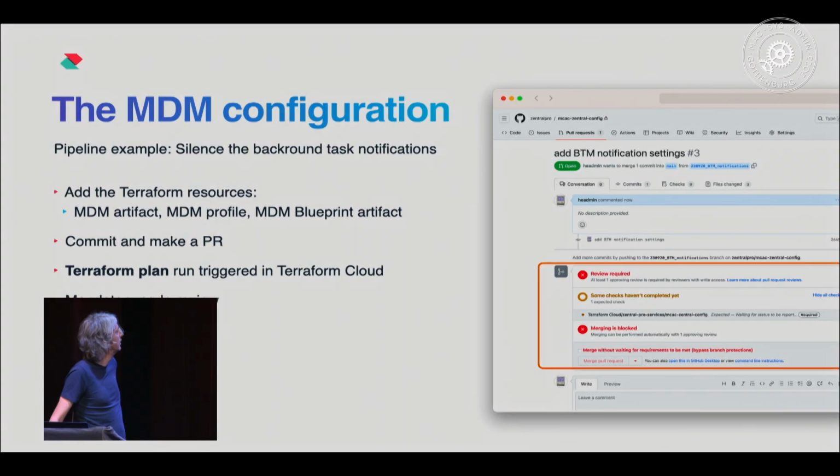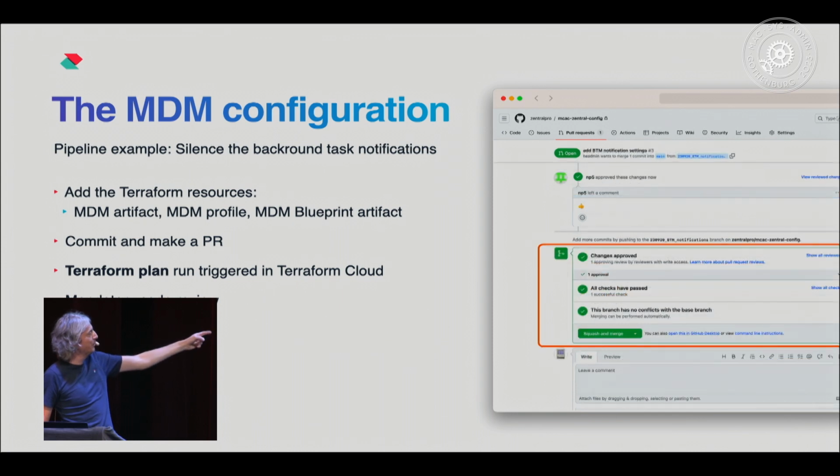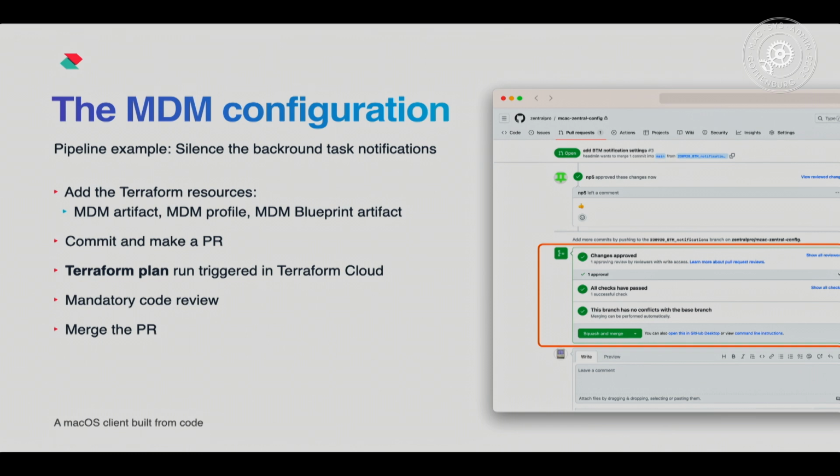At the same time, there's a mandatory code review, and when both of them are okay, you can check directly in GitHub the different resources that are planned to be created. You can merge a PR.